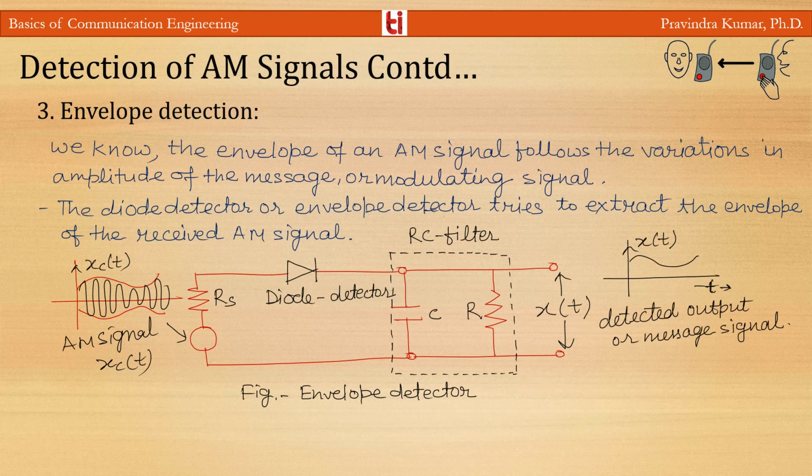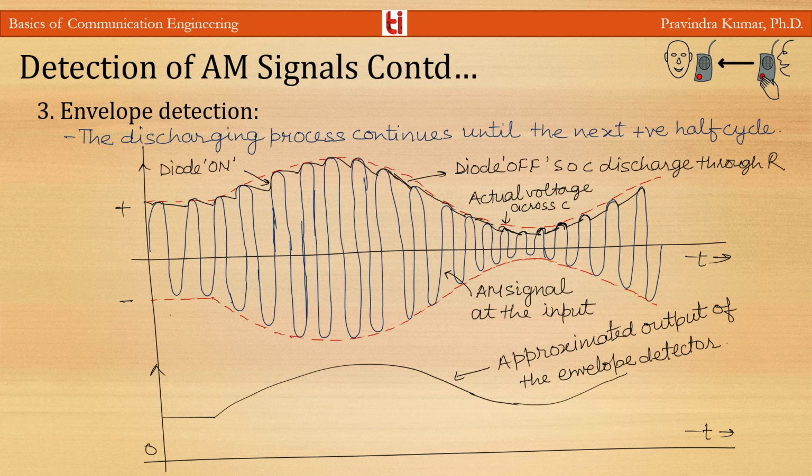And the circuit diagram for the envelope detector consists of a diode and an RC filter. The modulated signal is applied to the diode detector, and at the output of the RC filter we will get the message signal. The standard AM is applied at the input of the detector. In every positive half cycle of the input, the detector diode is forward biased. It will charge the filter capacitor C connected across the load resistance R to almost the peak value of the input voltage. As soon as the capacitor charges to the peak value, the diode stops conducting. The capacitor will discharge through the load resistor R. So here, this will be the circuit diagram.